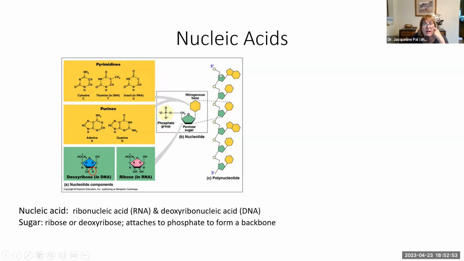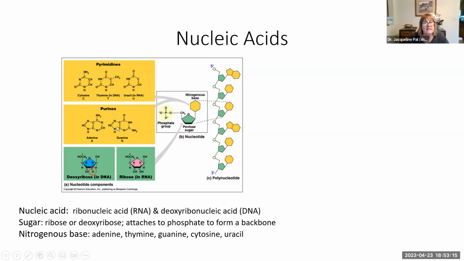As you can see here, phosphate, sugar, phosphate, sugar, phosphate, sugar. So this is like the side walls of a ladder. And then between the two side walls, we are going to have our nitrogenous bases go in between them. And when we look at our nitrogenous bases, there are five of them.